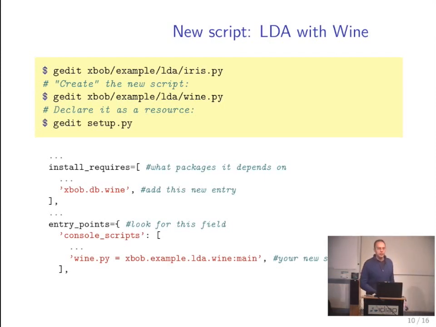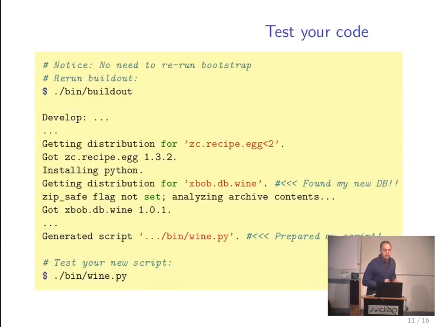I'll give you some time to do that. So once you have done this with the entry points, what do we need to do? Just rerun buildout. So what we're going to do is rerun buildout, and we call /bin/buildout, and let's see what's going to happen.